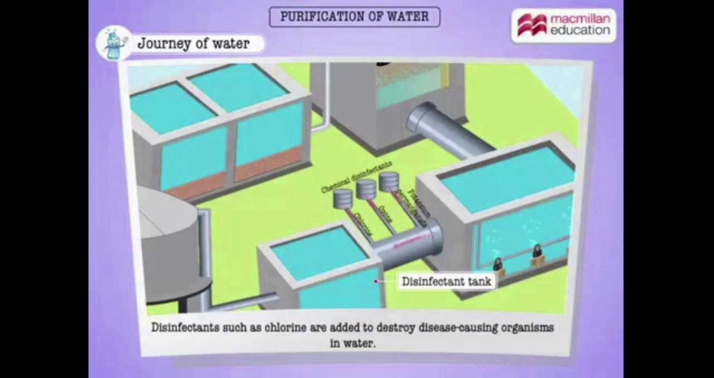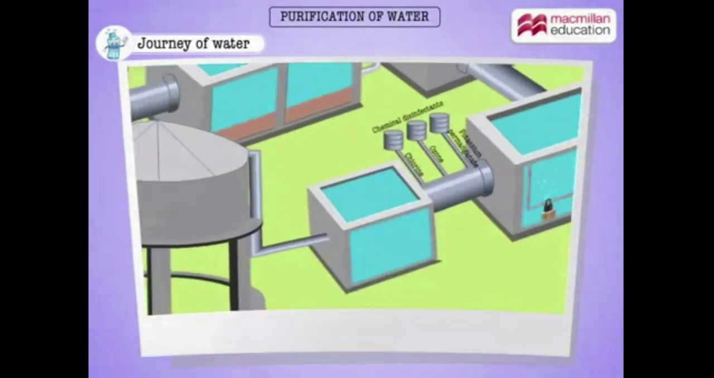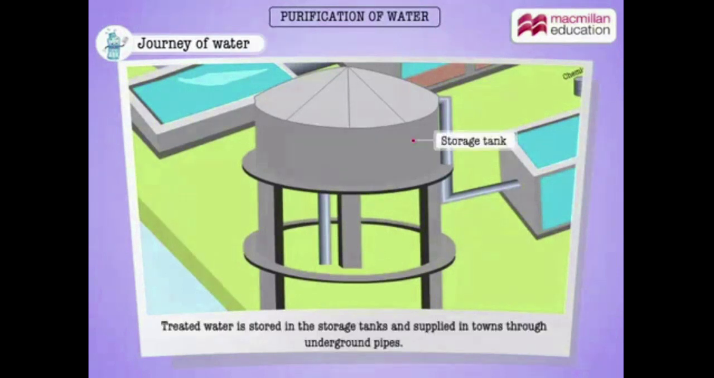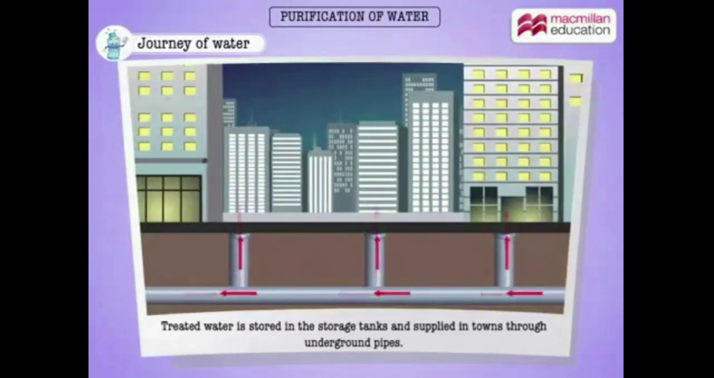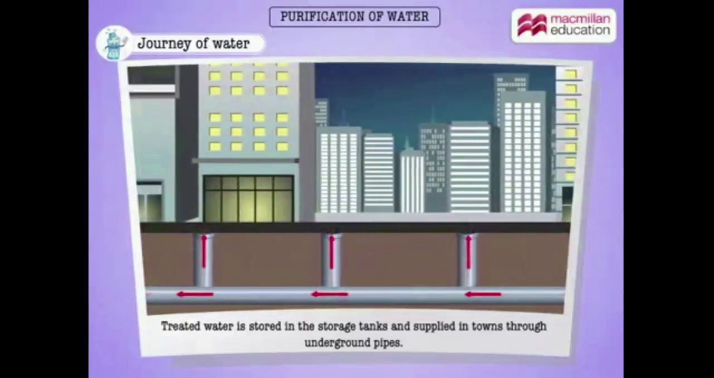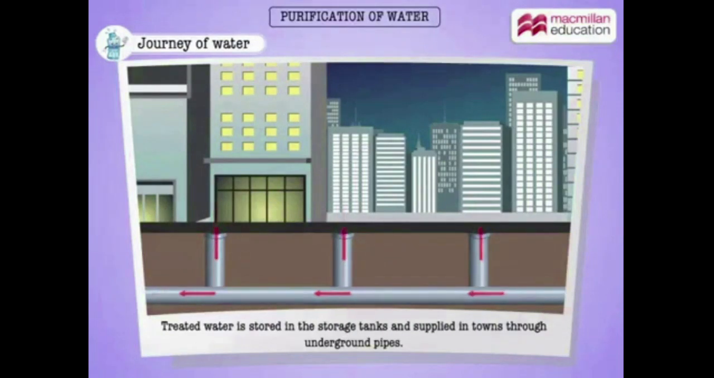Ultraviolet radiation and oxidative chemicals such as potassium permanganate and ozone are also used for disinfecting water. What's next? Yes, now the water is purified and ready to drink. This water is stored in the storage tanks and supplied in towns through underground pipes. Thus, water undergoes several processes before it reaches our taps as potable water.